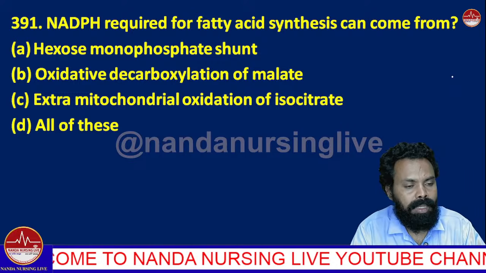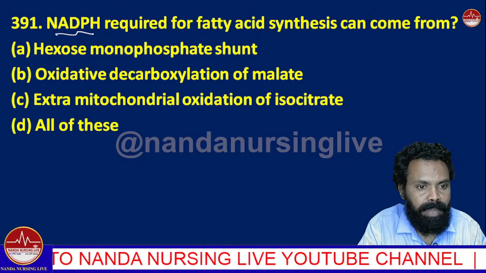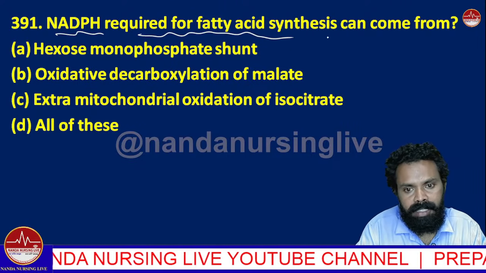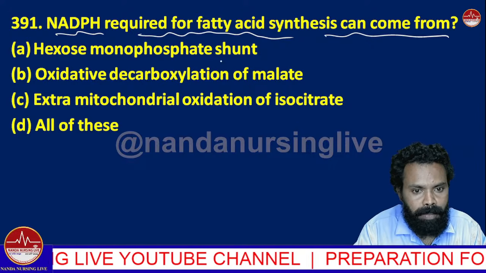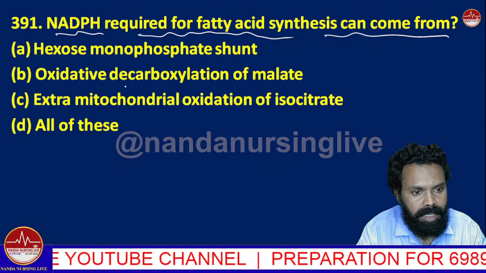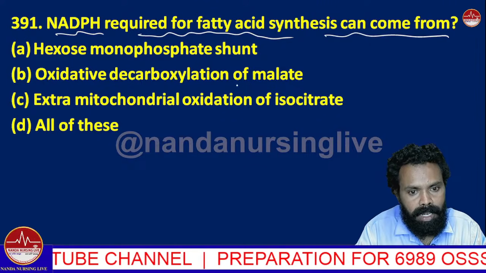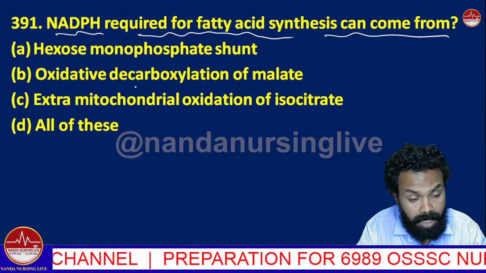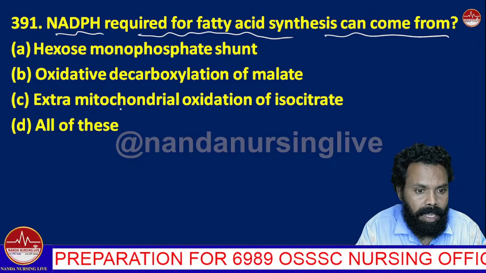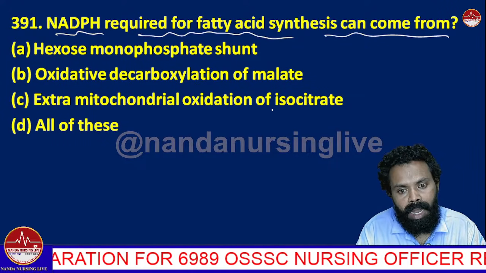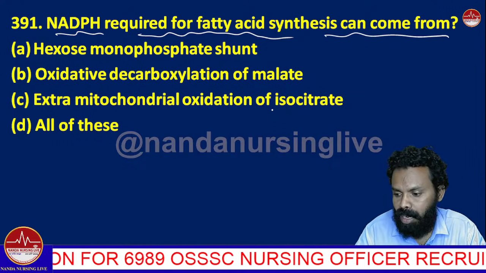Next question, question number 391. NADPH required for fatty acid synthesis can come from: option A hexose monophosphate shunt, option B oxidative decarboxylation of malate, option C extra mitochondrial oxidation of isocitrate, option D all of these.